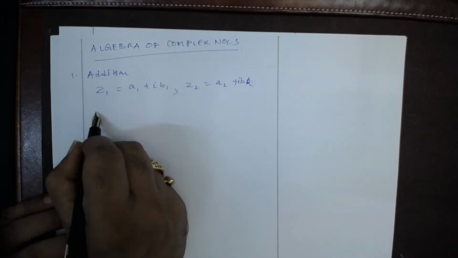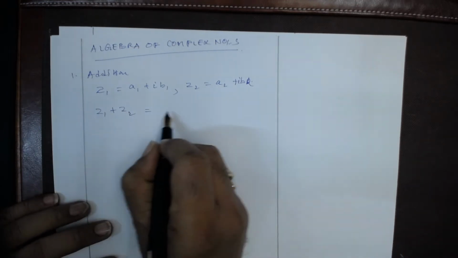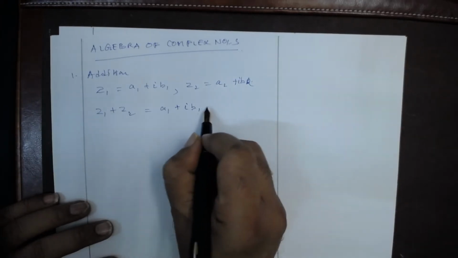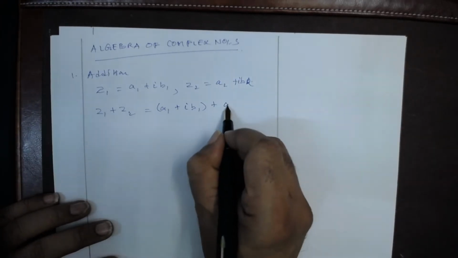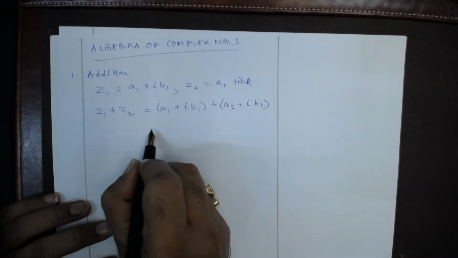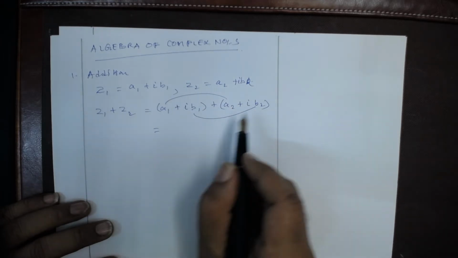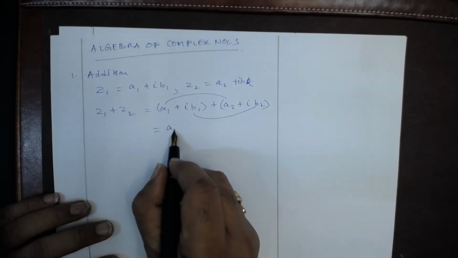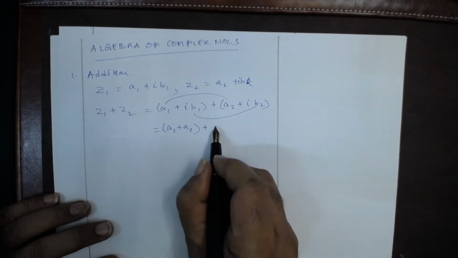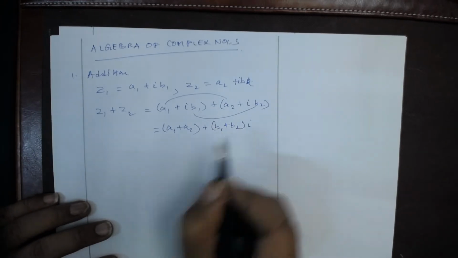Now the addition is defined as Z1 plus Z2, which is nothing but A1 plus iB1 plus A2 plus iB2, which is nothing but, we can add the real part and the imaginary part separately. So (A1 plus A2) plus (B1 plus B2) of i.